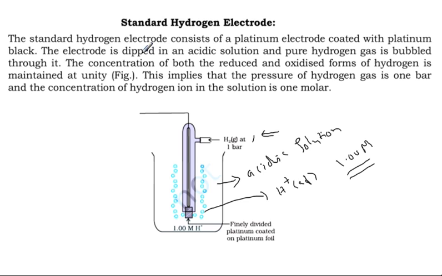The electrode is dipped in an acidic solution and pure hydrogen gas is bubbled through it. The concentration of both the reduced and oxidized forms, half H2 as the reduced form and H+ as the oxidized form, is maintained at 1 unit. One is 1 bar, the other is 1 molarity. So this implies that the pressure of hydrogen gas is 1 bar and the concentration of hydrogen ion in the solution is 1 molar.